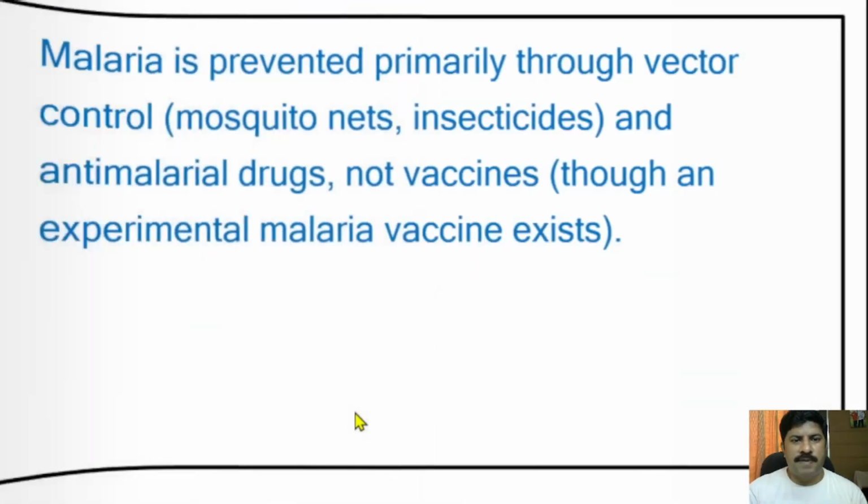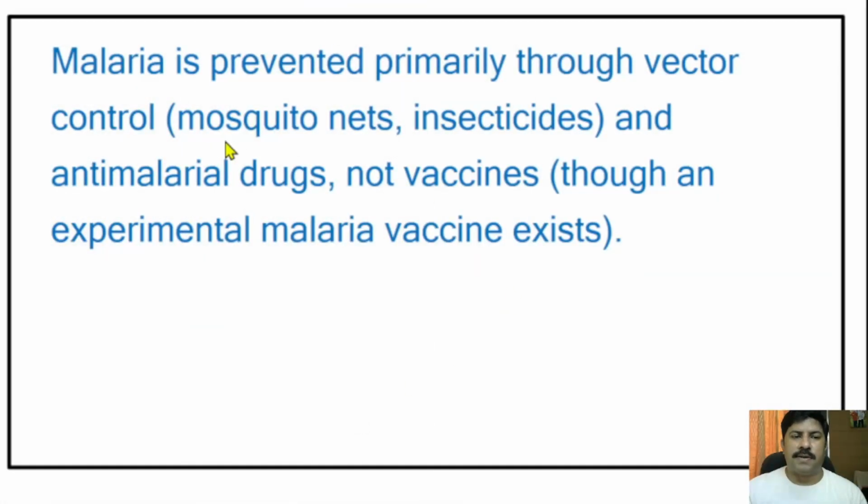Malaria is prevented primarily through vector control, that is mosquito nets, insecticides, etc. And anti-malarial drugs are available. Usually there is no proper vaccine for malaria, but some medicines can temporarily prevent malaria. An experimental malaria vaccine still exists, but it will not provide permanent immunization against malaria.